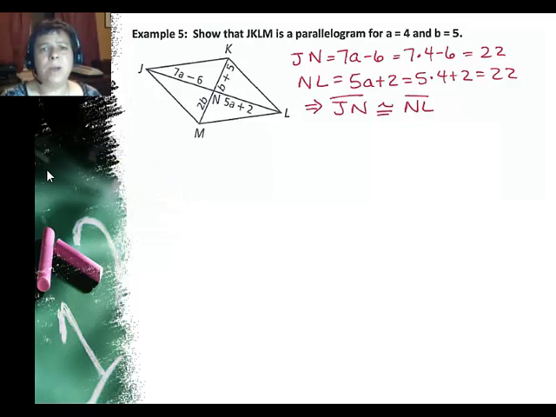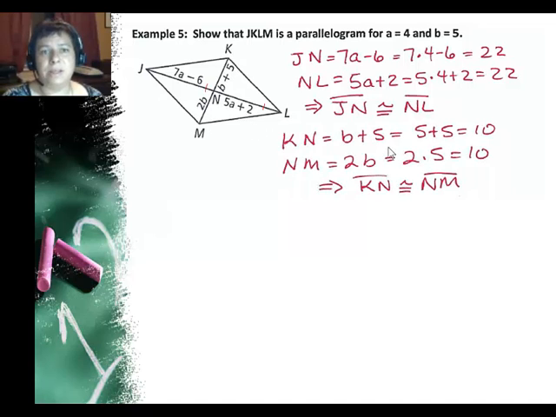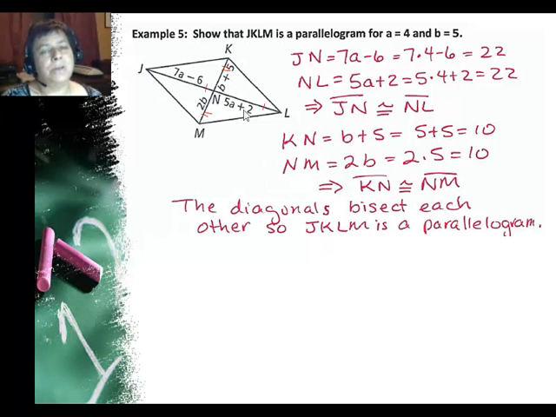Now on the next one, let me go ahead and mark those congruent while I'm thinking about it. So those two are congruent. I'm going to look at the other two segments on the other diagonal. So I calculate the length of those, and I find out they're both 10. So these two segments are congruent. Well, if the diagonals bisect each other, then it is a parallelogram, at least for quadrilaterals.